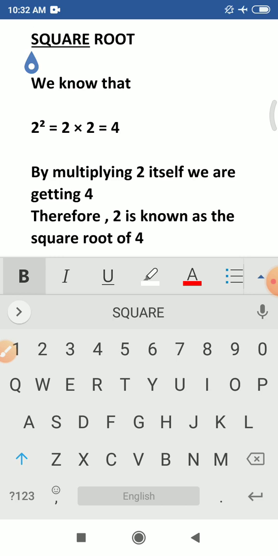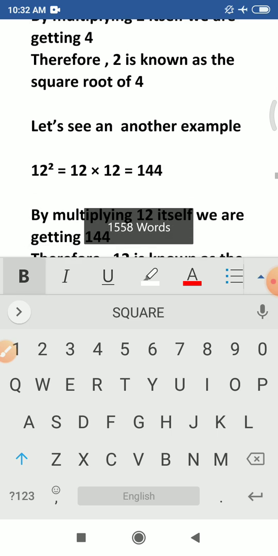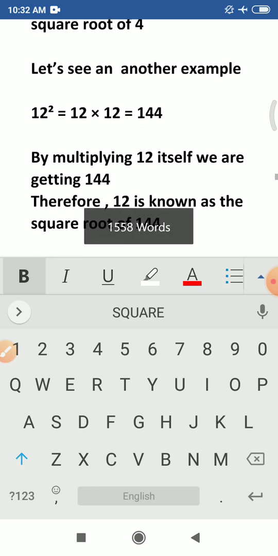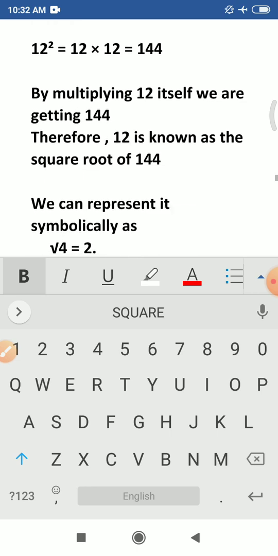We know that 2 square is equal to 2 into 2 is equal to 4, right? So it means that by multiplying 2 by itself, we are getting the answer as 4. Therefore, 2 is known as the square root of 4. Let's see another example. 12 square, that is 12 into 12, is equal to 144. So by multiplying 12 by itself we are getting 144. Therefore 12 is known as the square root of 144.